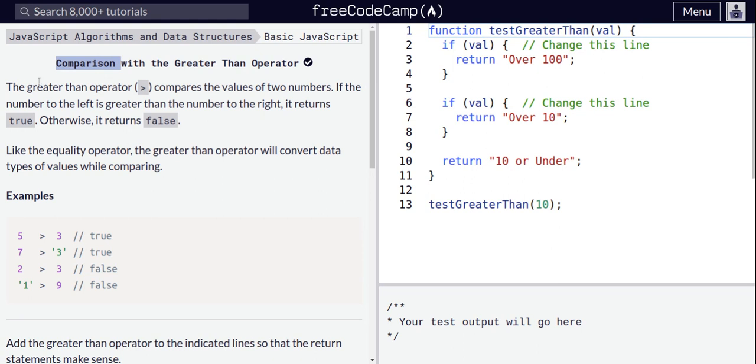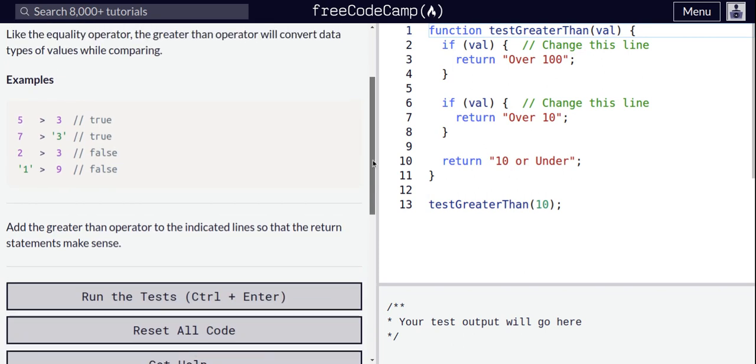So it says the greater than operator compares the value of two numbers. If the number to the left is greater than the number to the right, it returns true. Otherwise, it returns false. I think this is quite easy. If we did maths in school, which I believe a lot of us did, we had those greater than and equal to signs. I believe it was not difficult for any one of us.